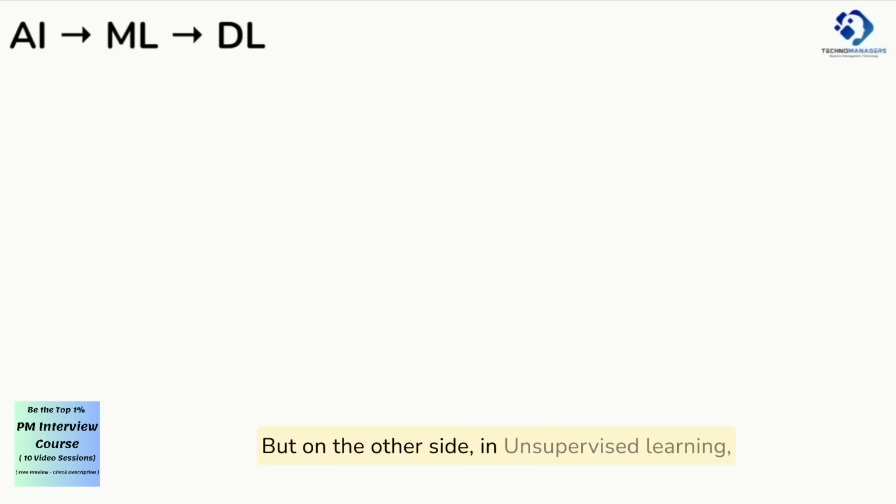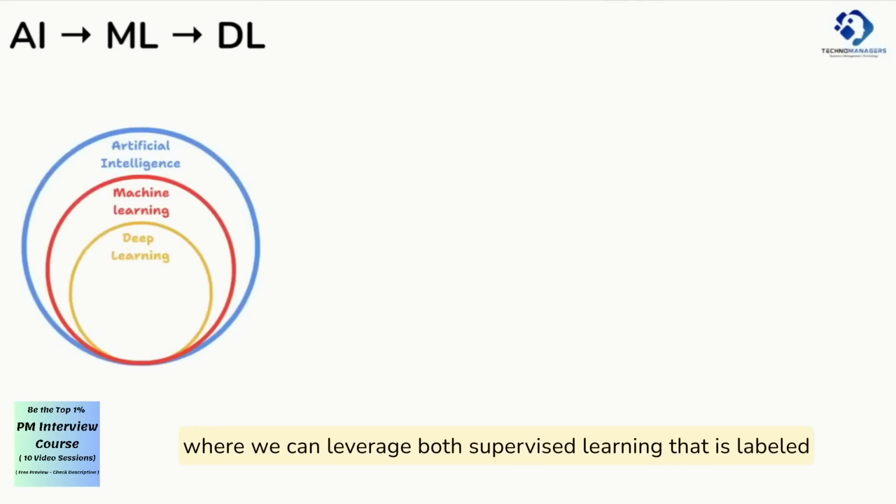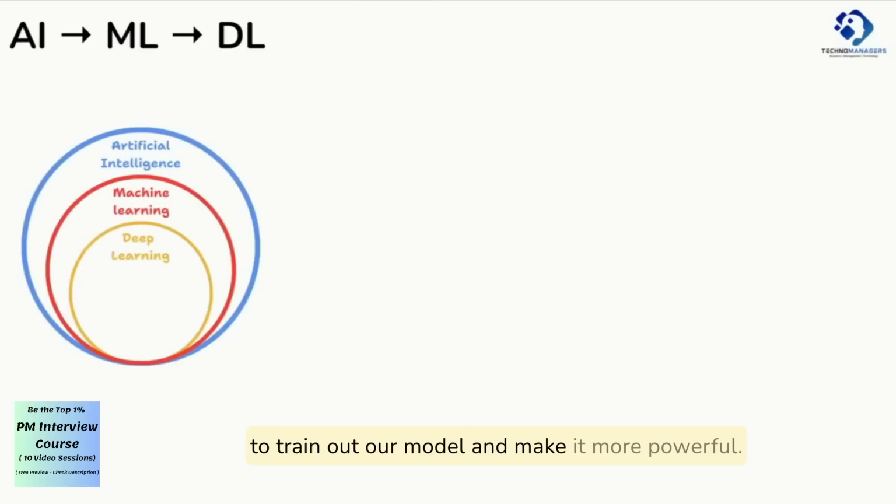But on the other side, in unsupervised learning, we can identify hidden patterns. So imagine if we leverage both supervised and unsupervised learning to create a very robust model. That is what deep learning is. So deep learning is a subfield of machine learning where we can leverage both supervised learning, that is labeled data, and unsupervised learning, that is from unlabeled data, to train our model and make it more powerful. This is called semi-supervised learning. Here, labeled data will help the model to learn about basic concepts, and unlabeled data to find out the hidden pattern and generalize to new instances.